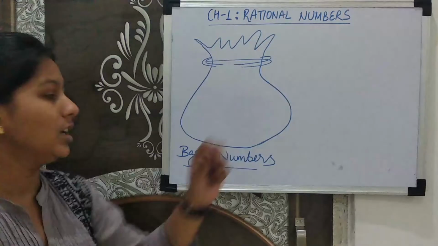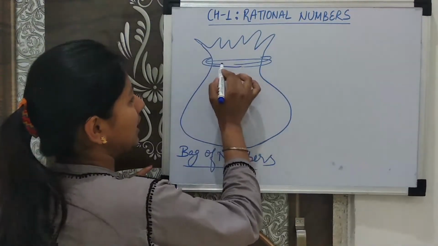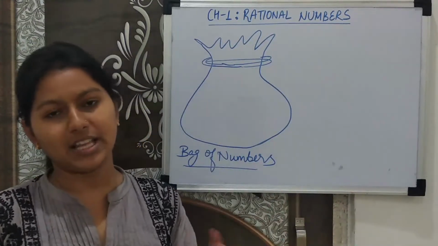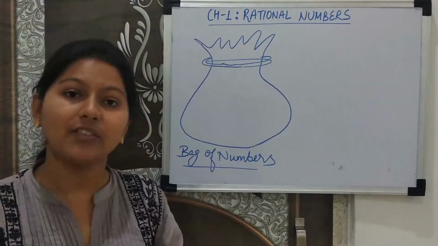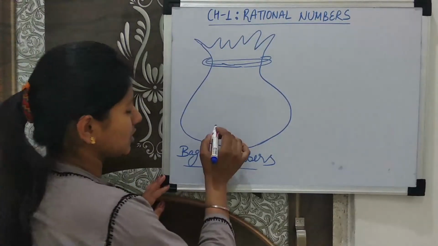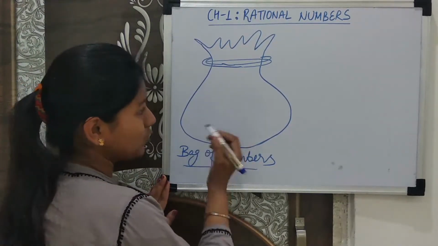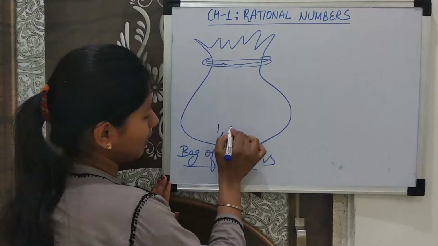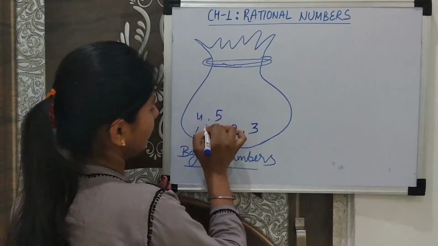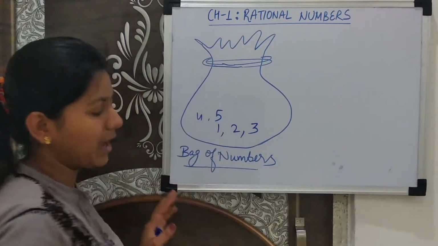That is rational numbers. Here you can see that I am having a bag of numbers from class 6, 7th, and then now I am in class 8. I have collected a lot of numbers in between that. First of all, I have collected natural numbers. In that I was having 1, 2, 3, 4, 5, such numbers were there in my bag.